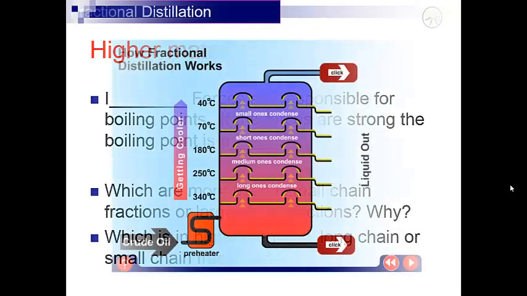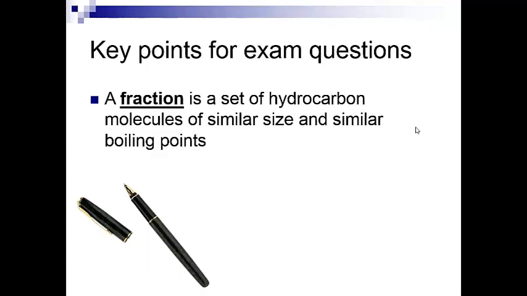Okay, so moving on. Fractional distillation. A fraction is a set of hydrocarbon molecules of similar size and similar boiling points. So when crude oil is vaporized, these fractions boil off at different temperatures. Bitumen would be one fraction, petroleum gas is another fraction, naphtha is another fraction.